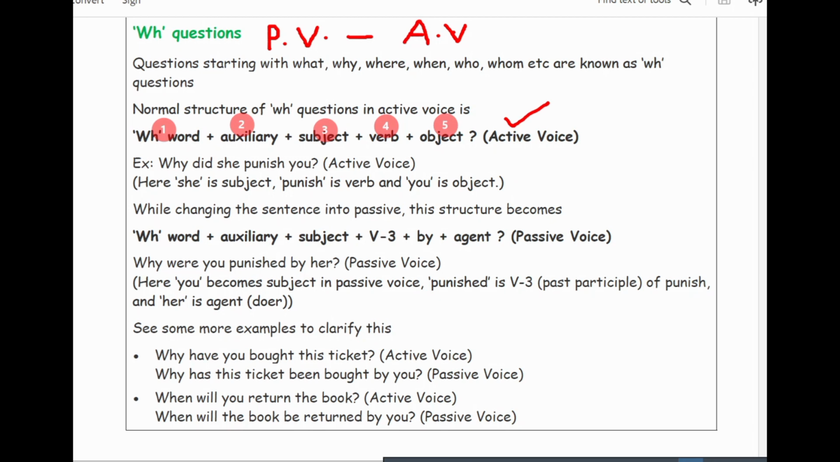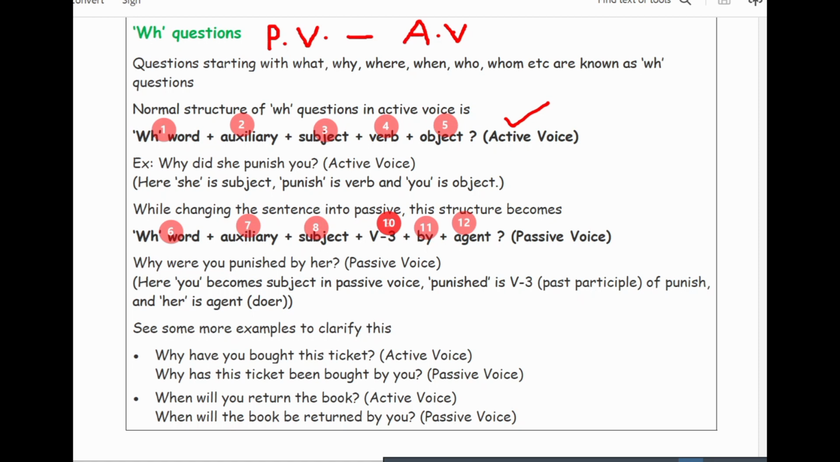In passive voice, the WH word will again come in the beginning, and after that the auxiliary verb will come, then the subject will come, then the third form of verb will come, as we always use in interrogative passive voice. Now this is our passive voice, the structure of passive voice.